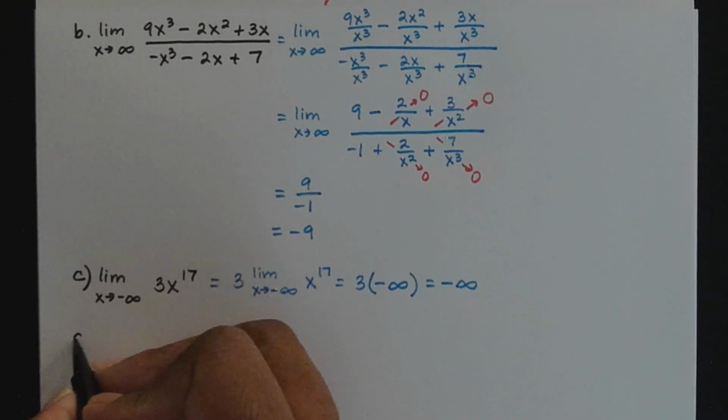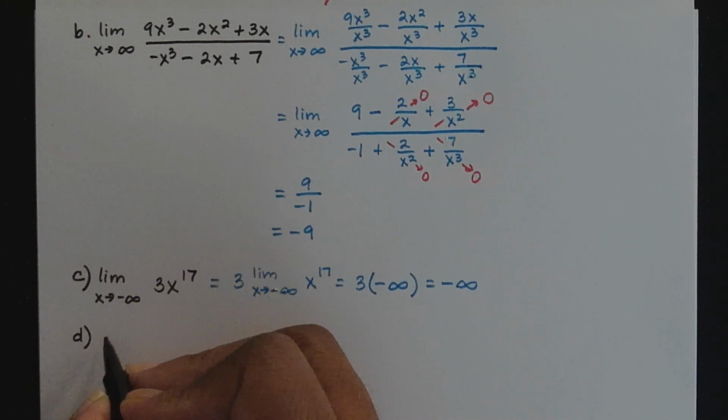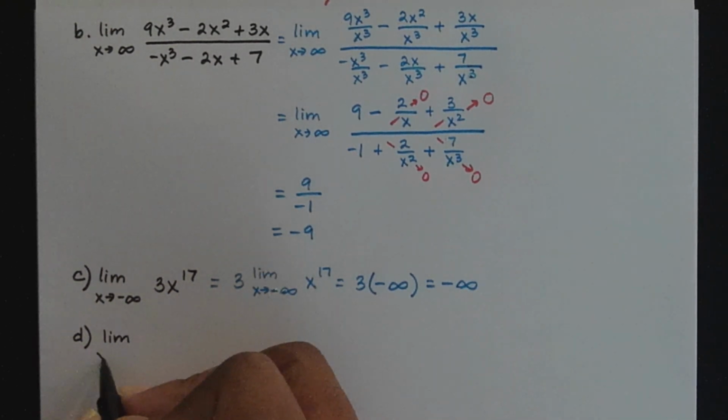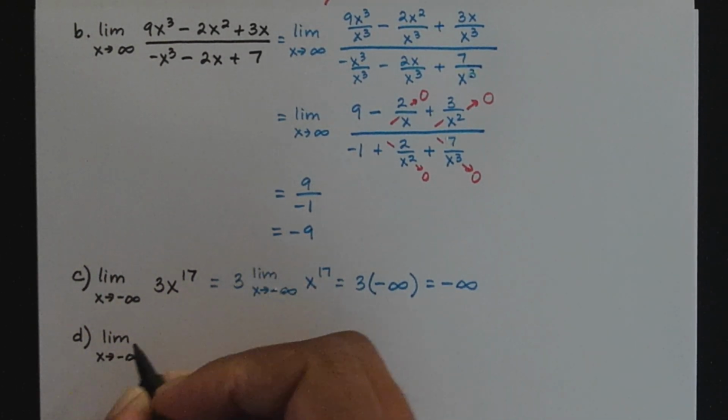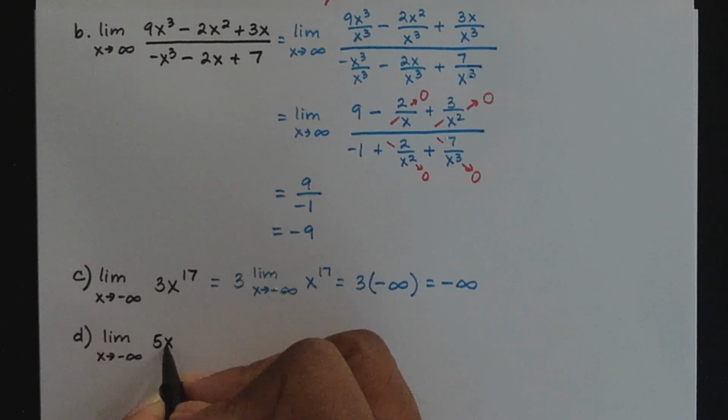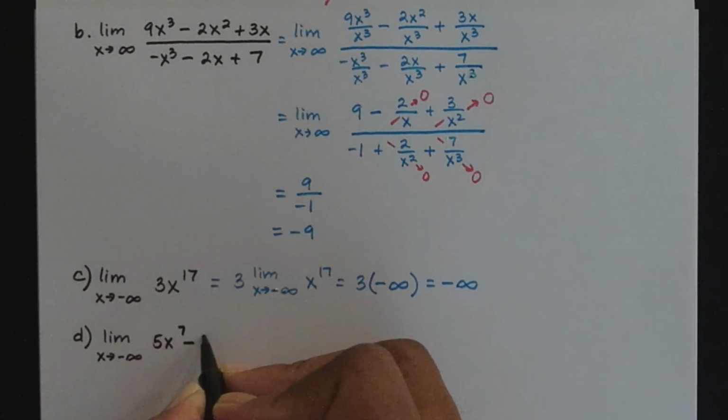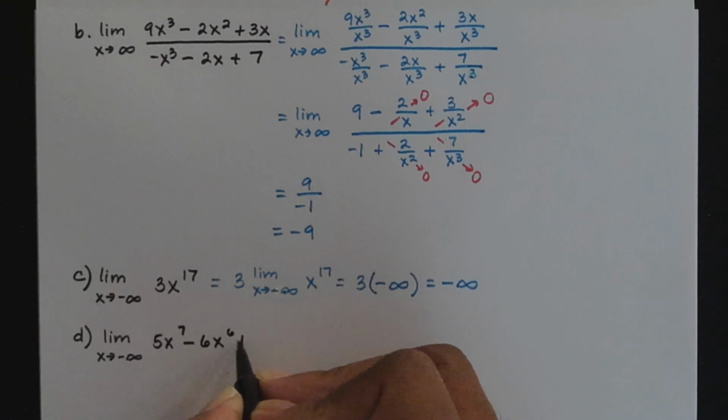And part D is the limit as x approaches negative infinity of 5x to the 7th minus 6x to the 6th plus 1.